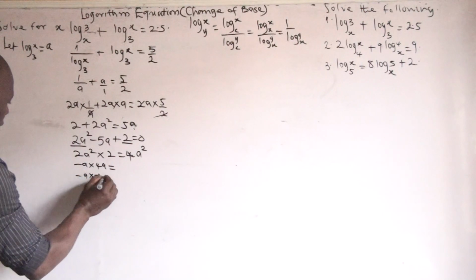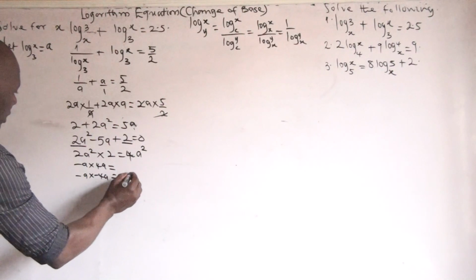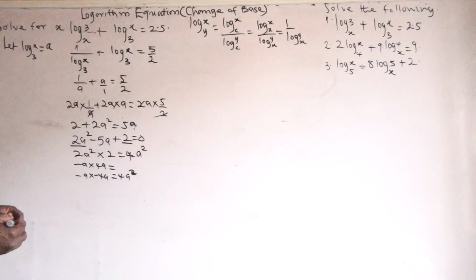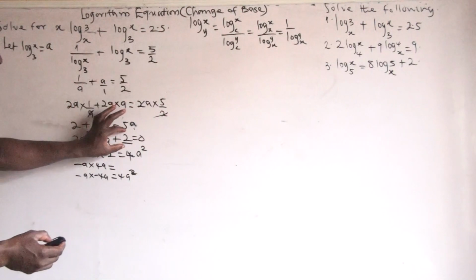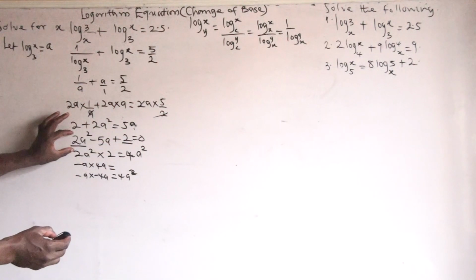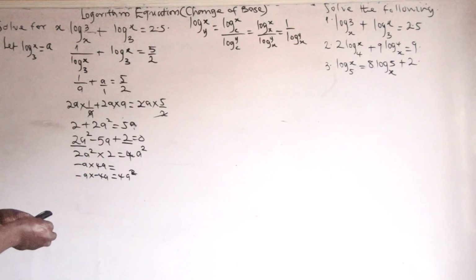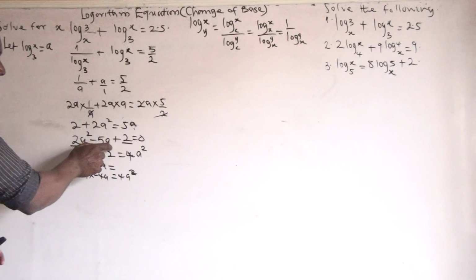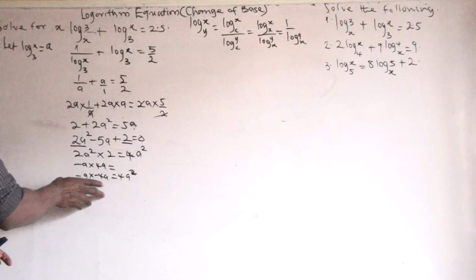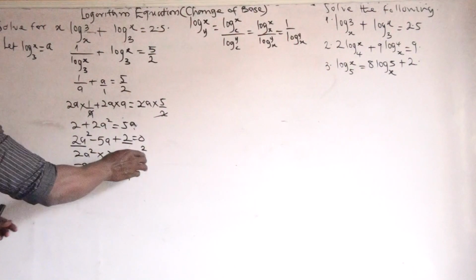A times minus 4a will give us 4a squared. Now, what we are trying to do in factorization is to multiply the constant term by the term containing the highest power here. Then we look for all the factors of this term, so that if we add all the factors of 4a squared, they give us minus 5a, and if we multiply them, they give us 4a squared.